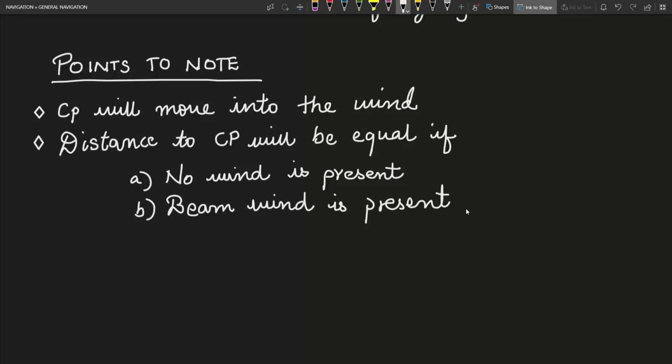Now what are beam winds? If this is our track and the wind blows at 90 degrees to our track, this is called a beam wind.